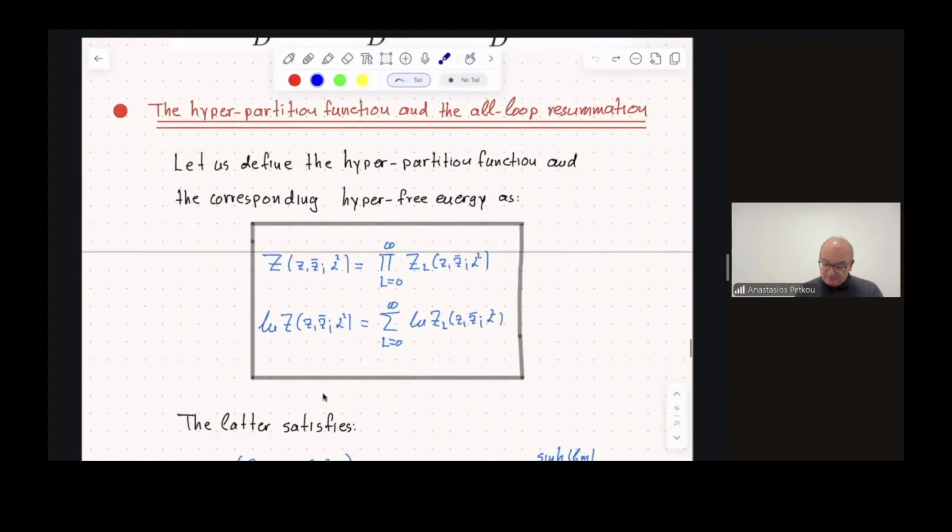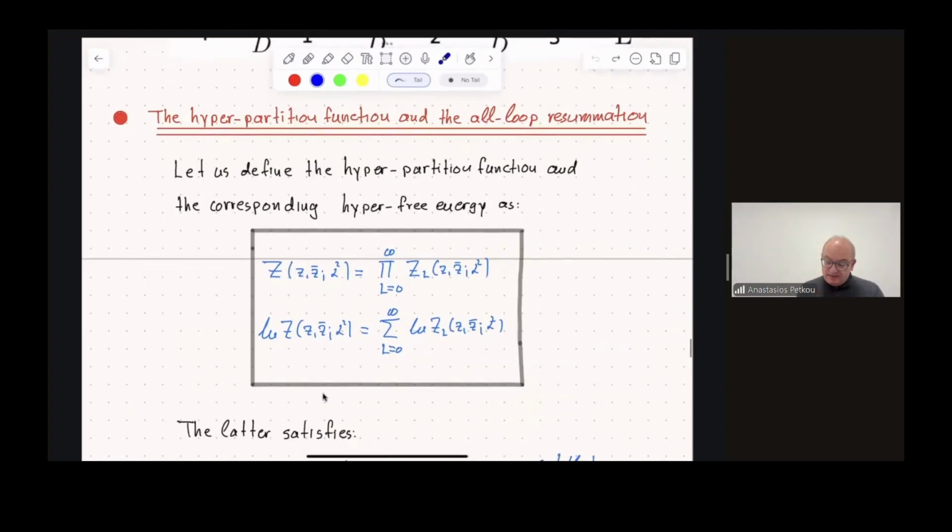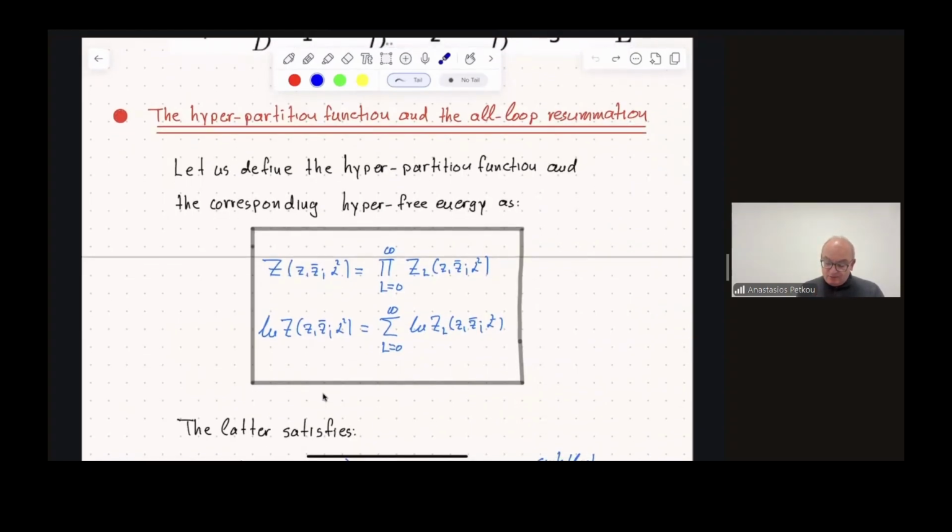All right. Now a final thing, if I have 3 more minutes, is to tell you about what we call the hyperpartition function.